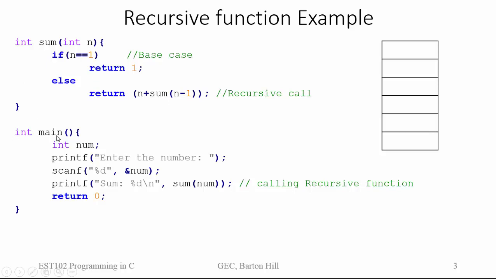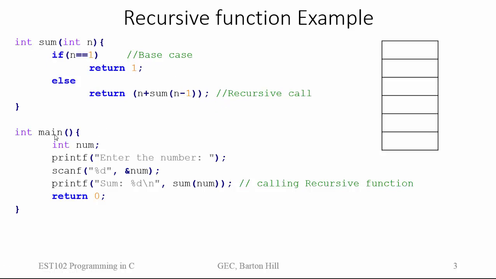Now we have the main function. Inside the main function we are inputting a number, and then we are calling this sum function. Okay, so this is the basic logic of our program. As you all know, if we want to find the sum of the first n natural numbers, we can add the last number with the sum of all the previous numbers, which is n plus sum of n minus 1 terms, and so on. This process will continue until it reaches 1.